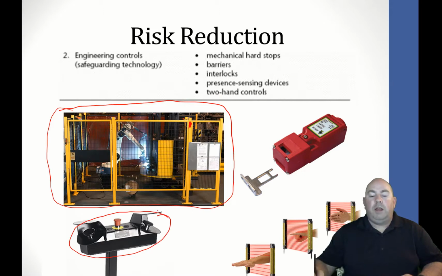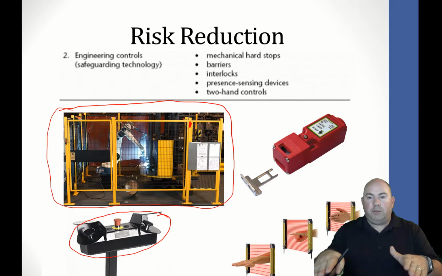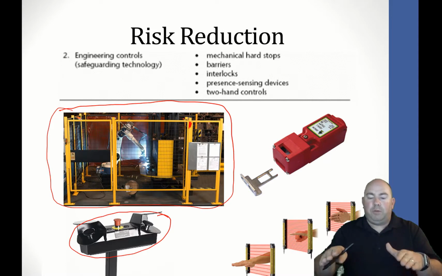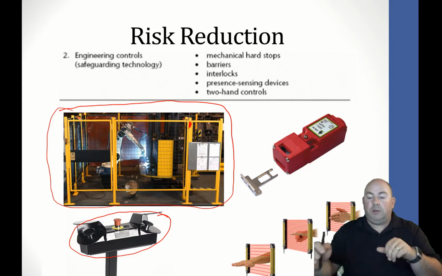What happens there is in order to start a process, someone actually needs to place both hands on those buttons at the same time. If they only put one hand on, it won't start. So we know that if they're putting both hands on there, that's the required method to start this. If both of their hands are there, we know that one hand is not in the machine. Okay, so that is two-hand control.